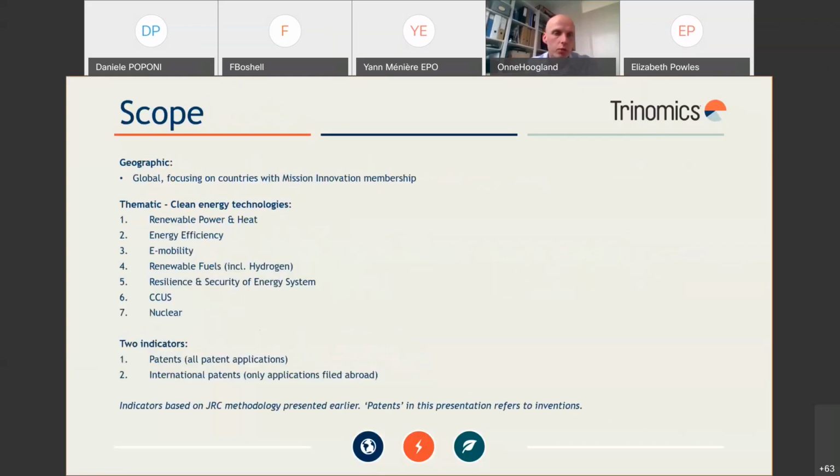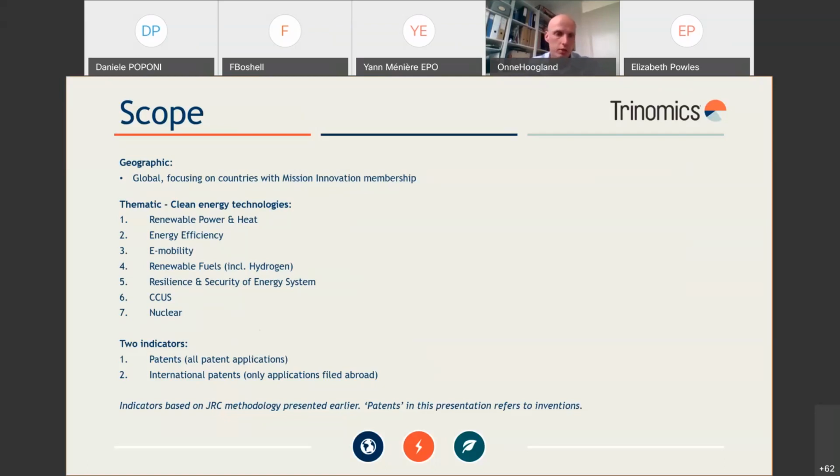The scope of the work that we did is global, with a focus on Mission Innovation countries. The thematic scope is on clean energy technologies. Most of them will be clear from the name: renewable power, energy efficiency, e-mobility, renewable fuels. There's also a category on resilience and security of the energy system. This includes technologies related to transmission, distribution, storage. There's a category on CCUS and on nuclear.